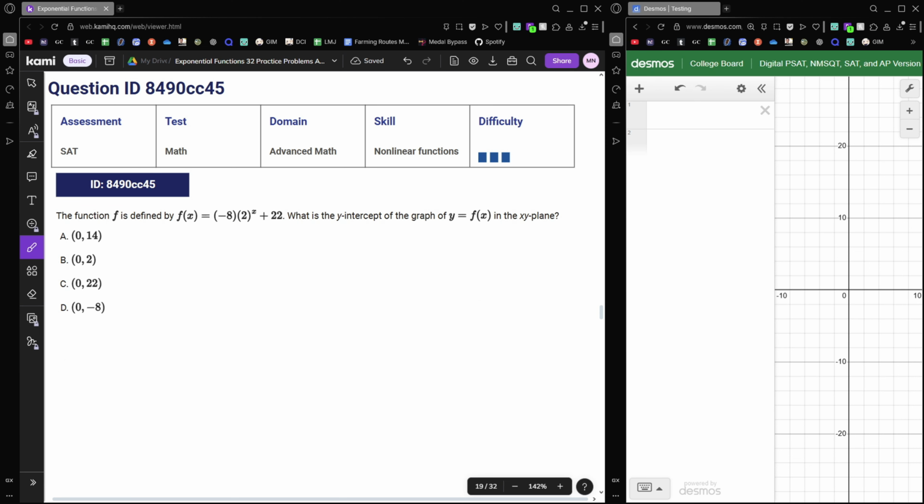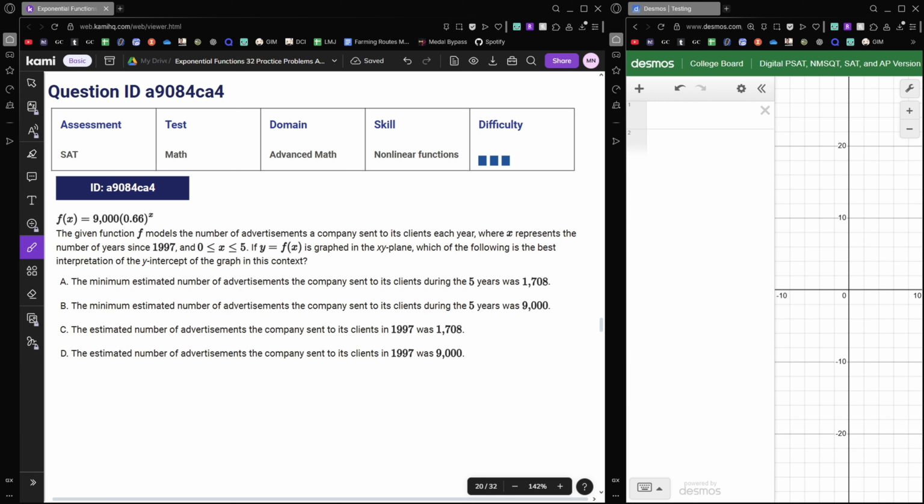Question number 19. The function f is defined by that. What is the y-intercept of the graph of y equals f of x in the xy plane? I mean, just put this in Desmos. Alright, and we see here that our y-intercept is 0.14, so that means our answer is A.